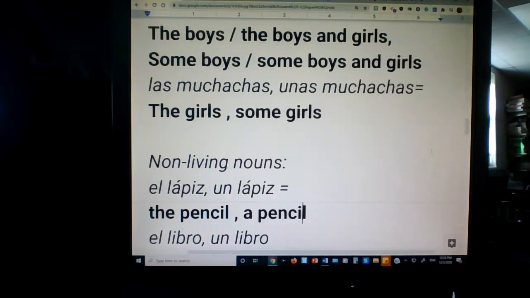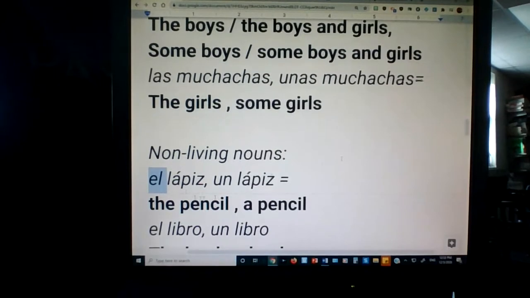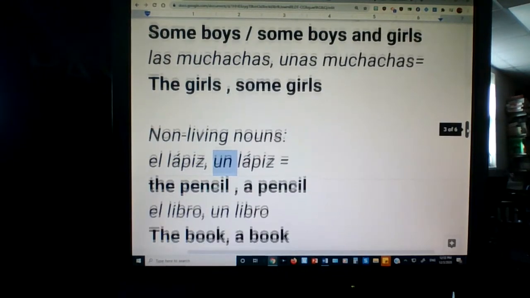Now, how do I know what gender a lápiz has? And there's the key right there. El or un? It's masculine because of the L. Correct. That is correct, okay? It's established with the el or the un. And that's why in the textbooks, they have an el or a la in front of all the things, or a las or a los. And so that way they could figure out their gender.